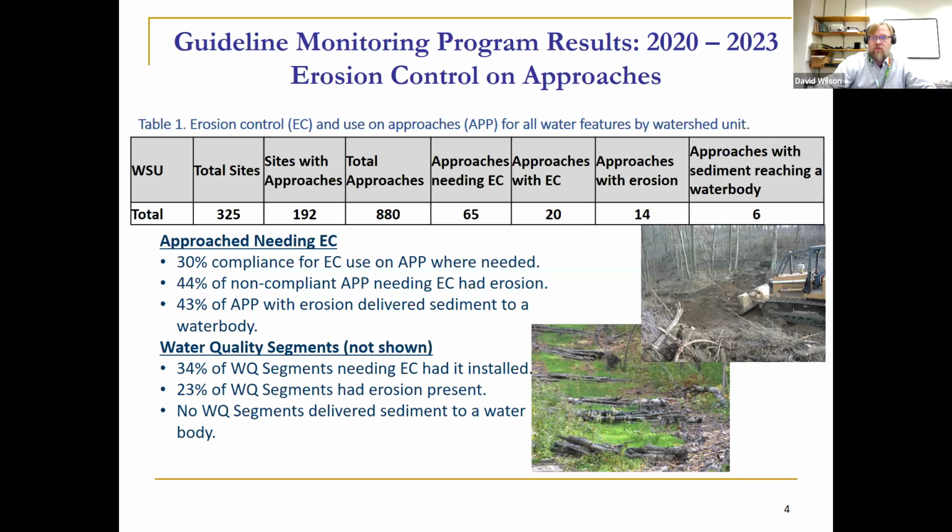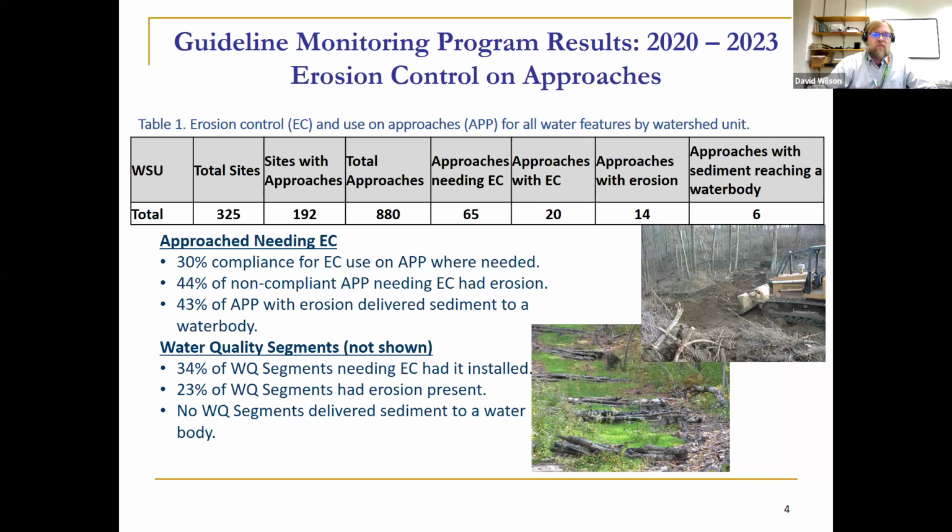65 of those needed erosion control because of the slope and the length of the slope involved with approaching that water body. 20 of those had the erosion control that was recommended installed, and 14 of those approaches total had erosion. 6 of those eroded approaches resulted in sediment being delivered to a water body. So, if we break it all down, we've got about 30% compliance for erosion control use on approaches where it's needed. And it's not needed everywhere, but we need to assess the slope and the slope length and the soils involved to determine where to install erosion control.